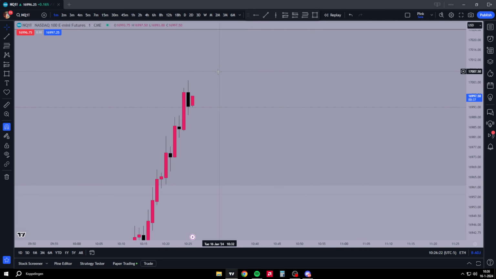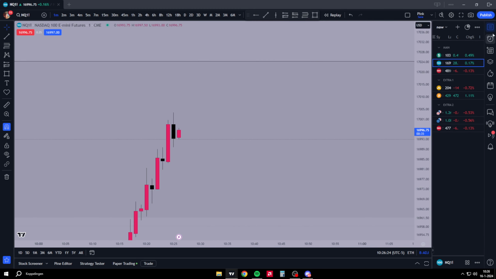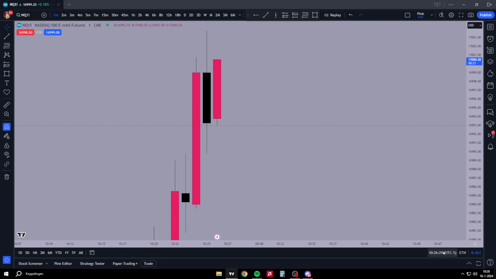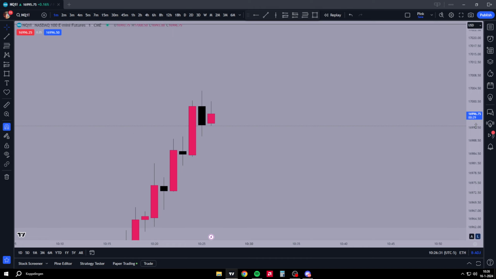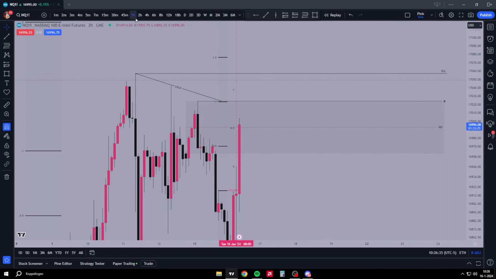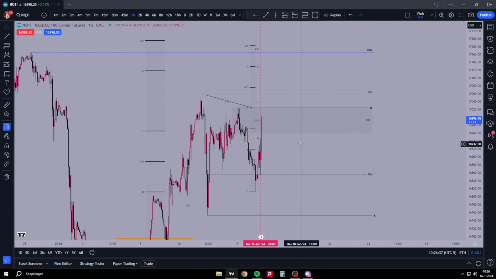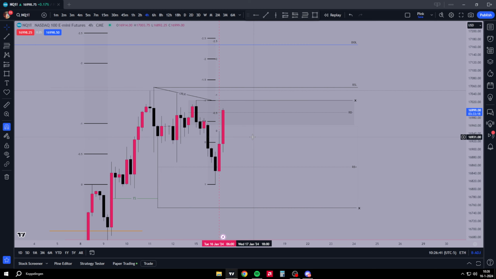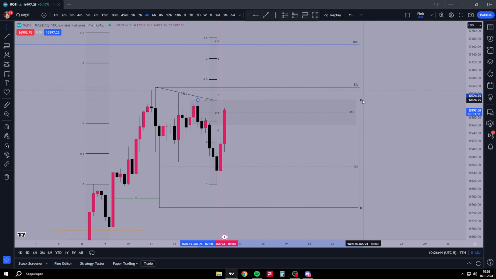Let's see respect of the consequent encroachment. It must be random. Alright, so I'm done for AM session. And we'll see what PM will bring us. Yeah, we'll see what PM will bring us. So yeah.